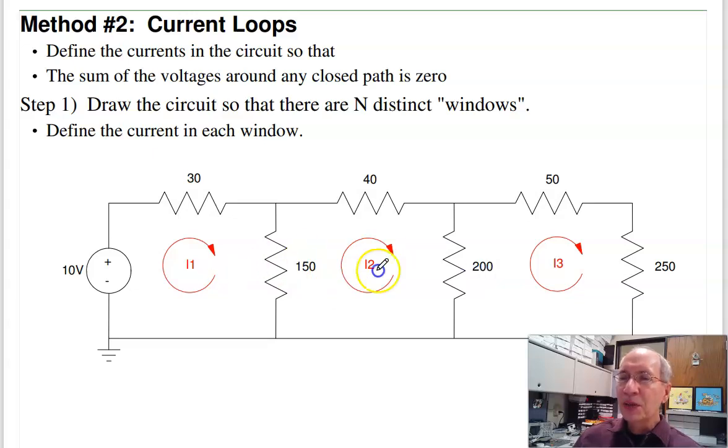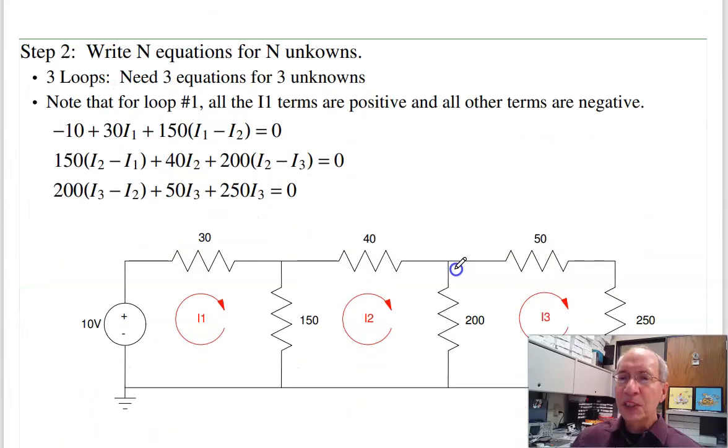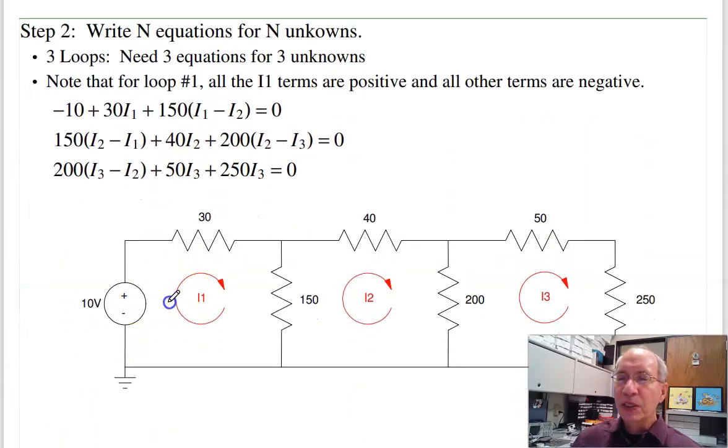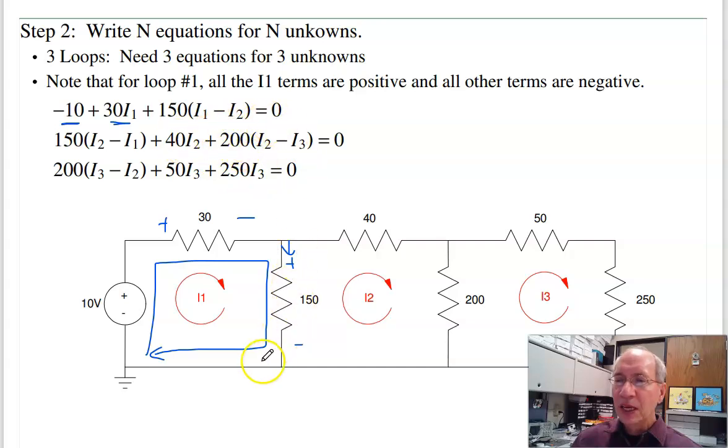So the first step is count the number of windows, define your currents, and the direction. The second step is write n equations for n unknowns. Around loop I1, if I go around this path, wind up where I started, all these voltages add to 0. So this voltage is minus 10, this guy right here, plus this voltage, that's I times R. I is flowing in from the left, so that's I1 times 30. Plus this voltage, that's 150 times the current going down. The current down is I1 minus I2. So plus 150 times I1 minus I2, I'm back where I started, equals 0.